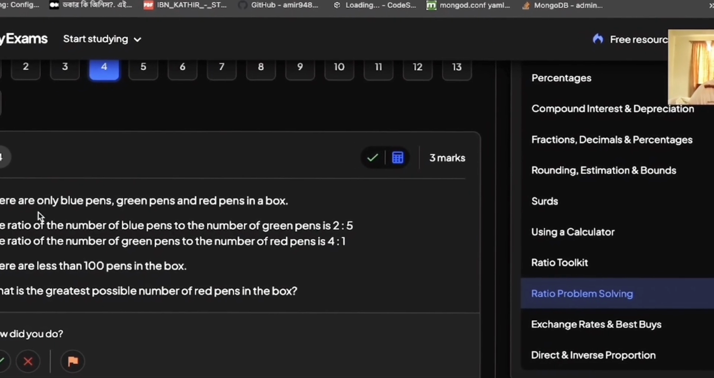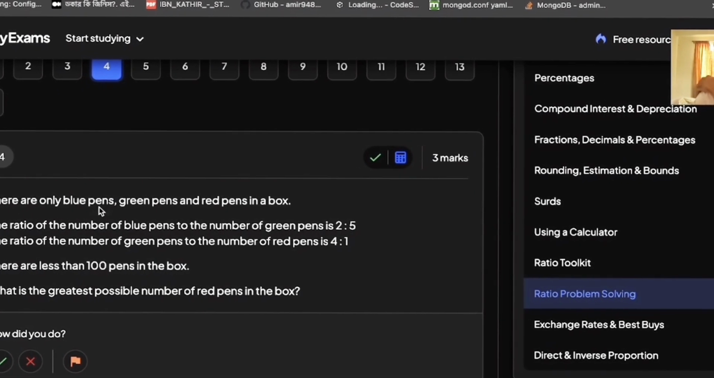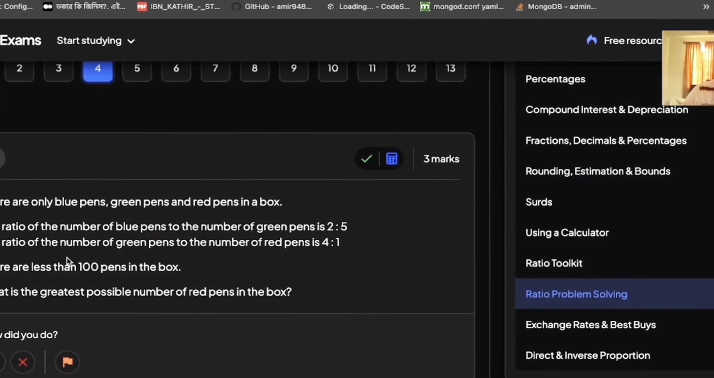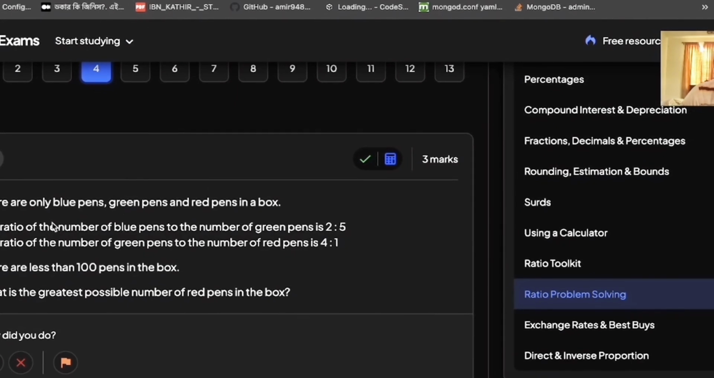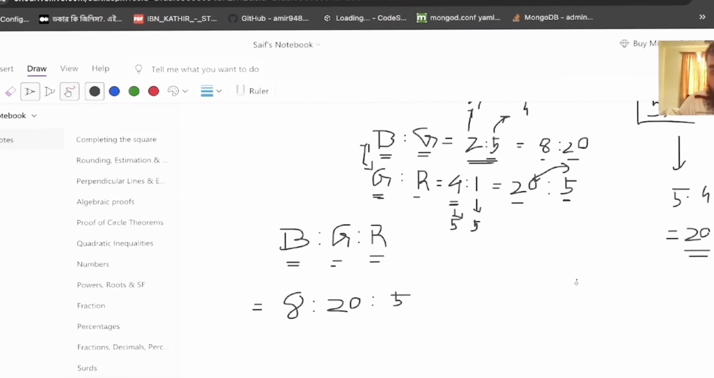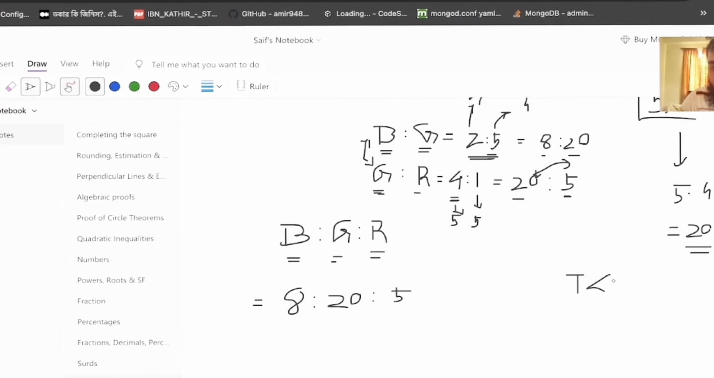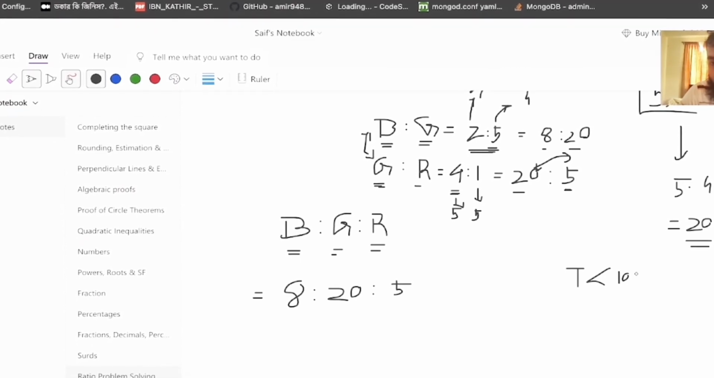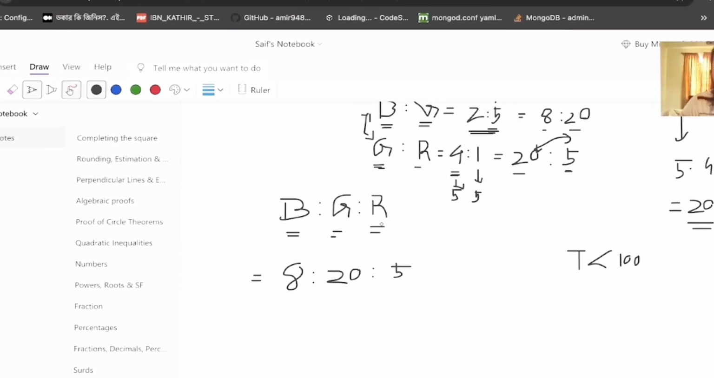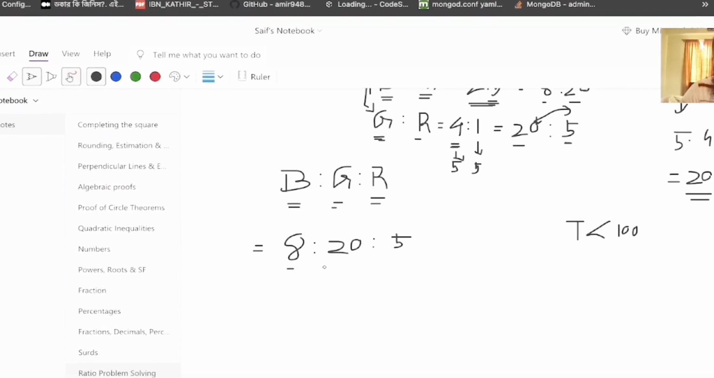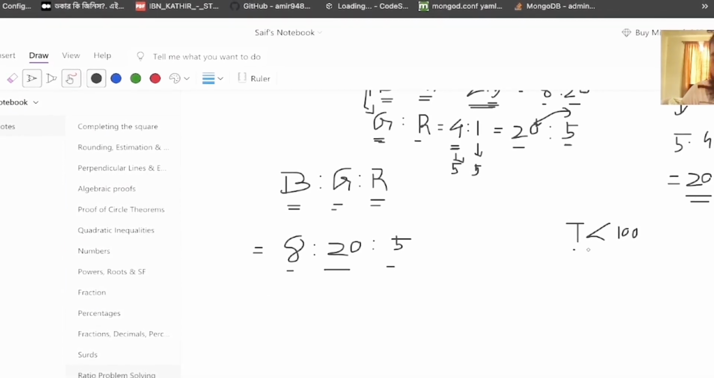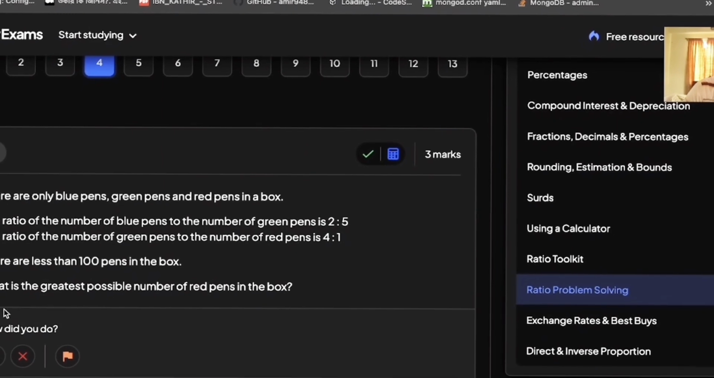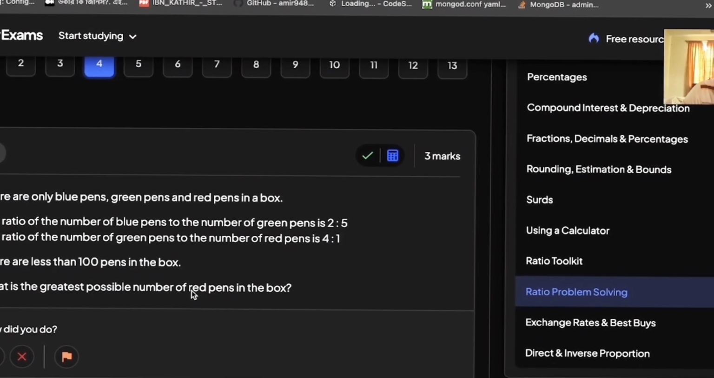As you can see here, there are only blue pens, green pens and red pens. So the total number of pens consists of only these three colors. There are less than 100 pens in the box. So the total number of pens, let's say total T, is less than 100. The ratios are given and the total number is less than 100. So what is the greatest possible number of red pens in the box?